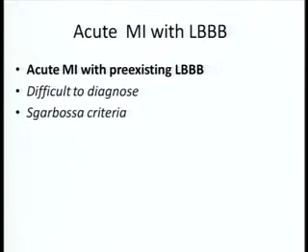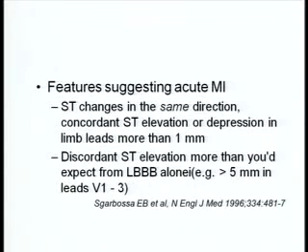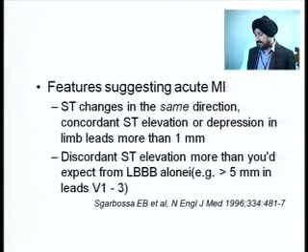It is difficult to diagnose, but if we apply some criteria, this Sgarbossa criteria is very popular, all of you must be knowing. The features suggestive of acute MI in LBBB are ST changes in the same direction, either concordant ST depression or concordant ST elevation in limb leads more than 1 millimeter, or discordant ST elevation, which is usually there in LBBB, 2 or 3 millimeters. If it is more than 5 millimeters in precordial leads, then it suggests MI.